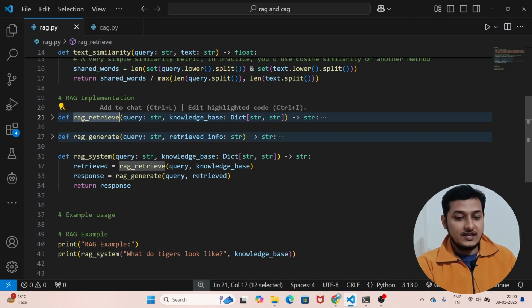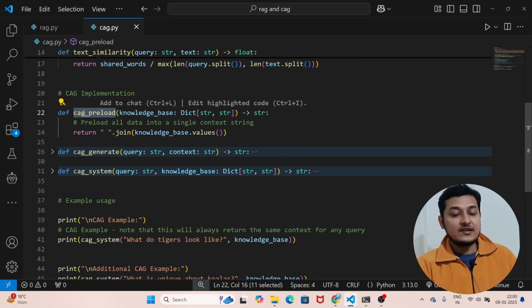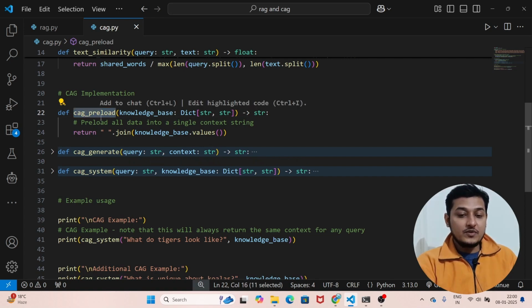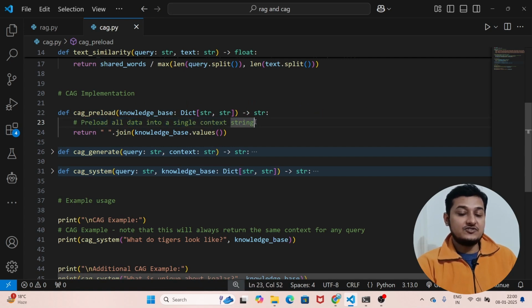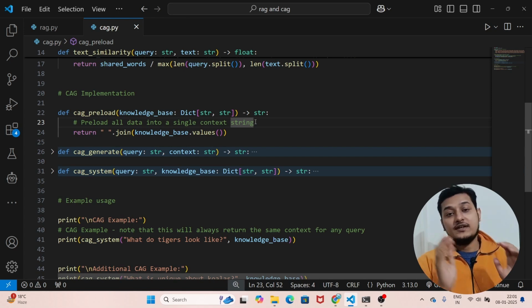But here I have used RAG retrieve, while in case of CAG, I have used CAG preload. Preload means preloading all the data into a single context string. So I am preloading all of the knowledge base so that when the user asks a question, I will not go again and again to the database or the data source to find the knowledge. I already have the knowledge. I will not go to the data source again and again. This is the concept of CAG.